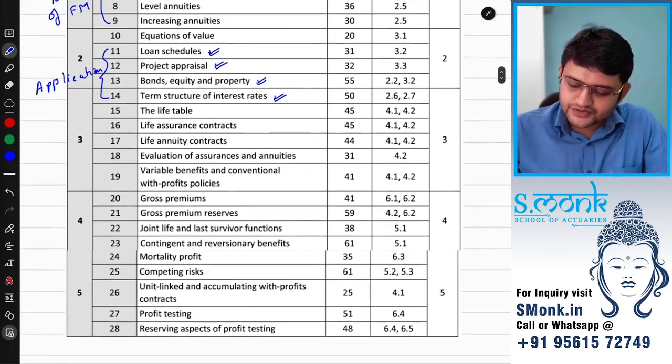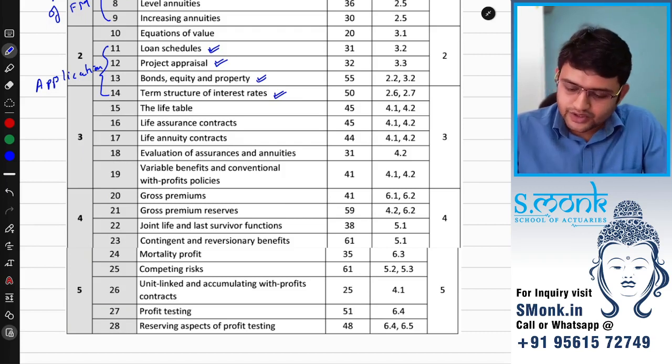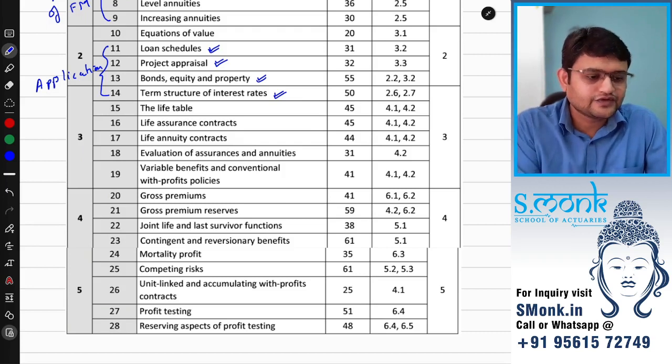Now after this, from chapter 15, we have life insurance. This used to be 2 different subjects. Now they have been combined into one, financial mathematics and life insurance. So from chapter 15 to chapter 28, we have life insurance.